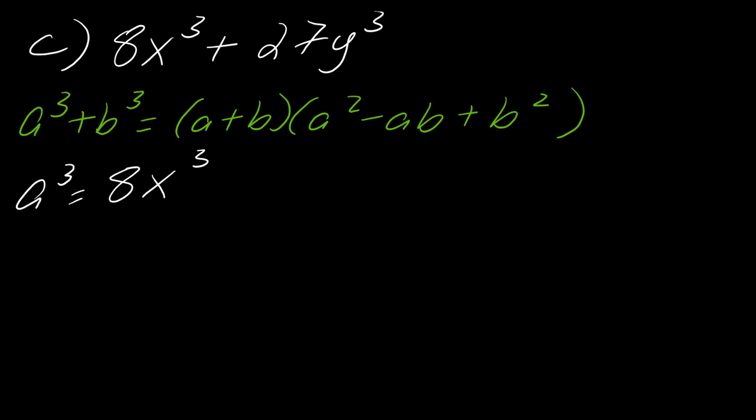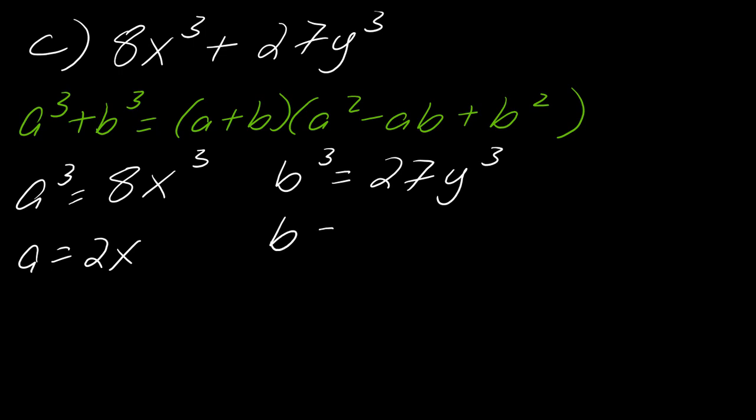Okay, so now in my A cubed position, I have this 8x cubed, and it looks a little intimidating, but I know that 8 is 2 cubed. So what is the A version of this would just be 2x, right? So 8 is a cube because of 2, x is a cube because of x, so this is going to be what's in my A position. And then in my B cubed position, I have this 27y cubed, which means that my B will be 3y.